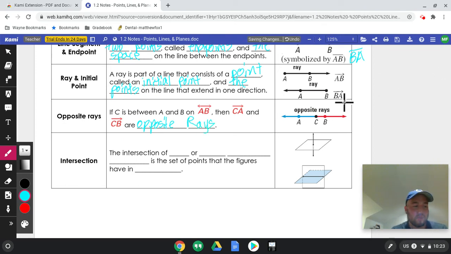Okay, and our next one, intersection, is when we have two or more figures, just like a road. When the roads intersect, the intersection is where the stoplight is, right? Two or more roads cross. So two or more geometric figures. Maybe it's two lines that cross, or it could be three lines that cross. And where they cross, that's our intersection.